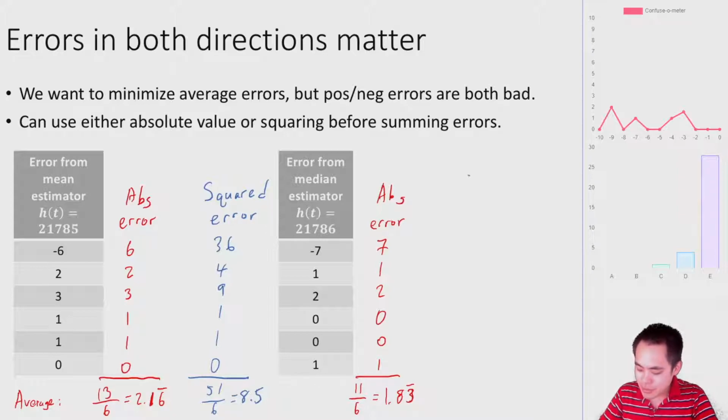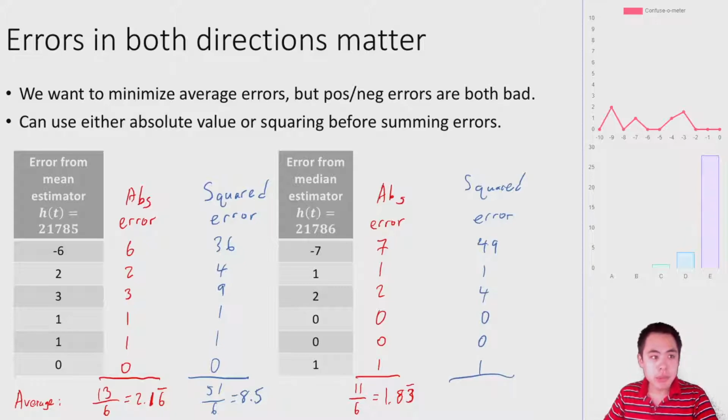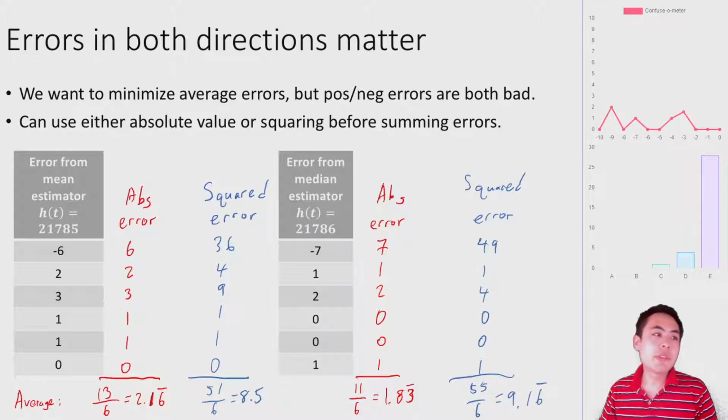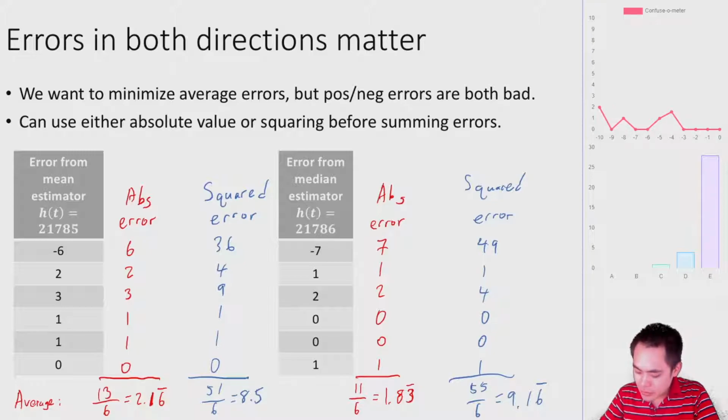And we have a squared error of 49, 1, 4, 0, 0, 1. And the squared error is 55 divided by 6, which is equal to 9.16 repeating. Okay, so one of the things you might notice here is that for the case of using absolute error, the median has a lower number than the mean. But for the case of using squared error, the mean had a better value than the median.